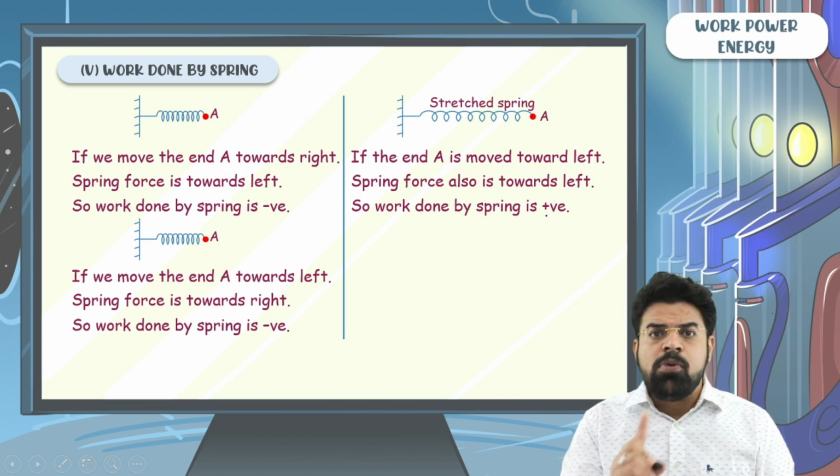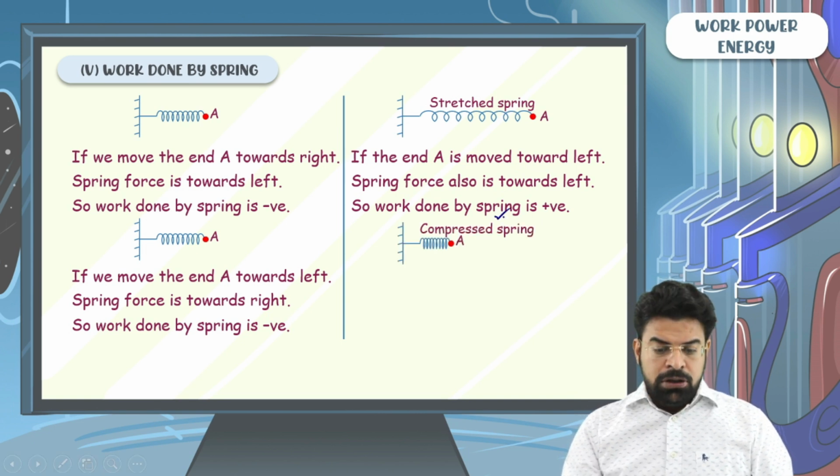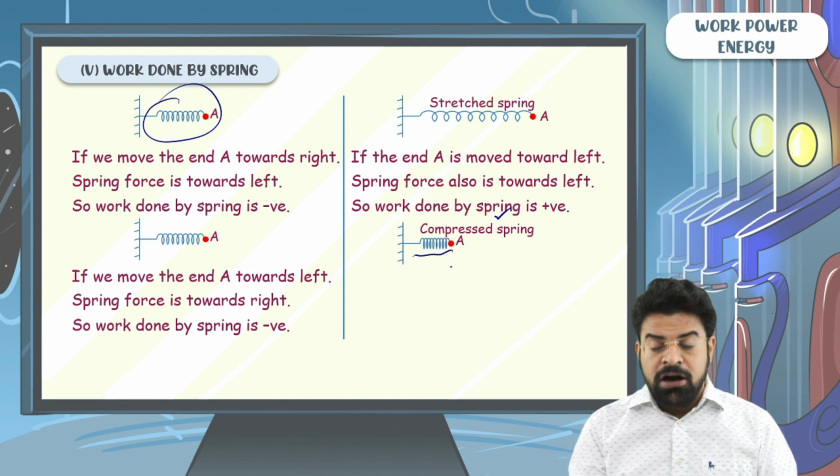I can show you one more case where spring does positive work. Let's see. Let's say you have a compressed spring. So this is the natural length and here we have a compressed spring.